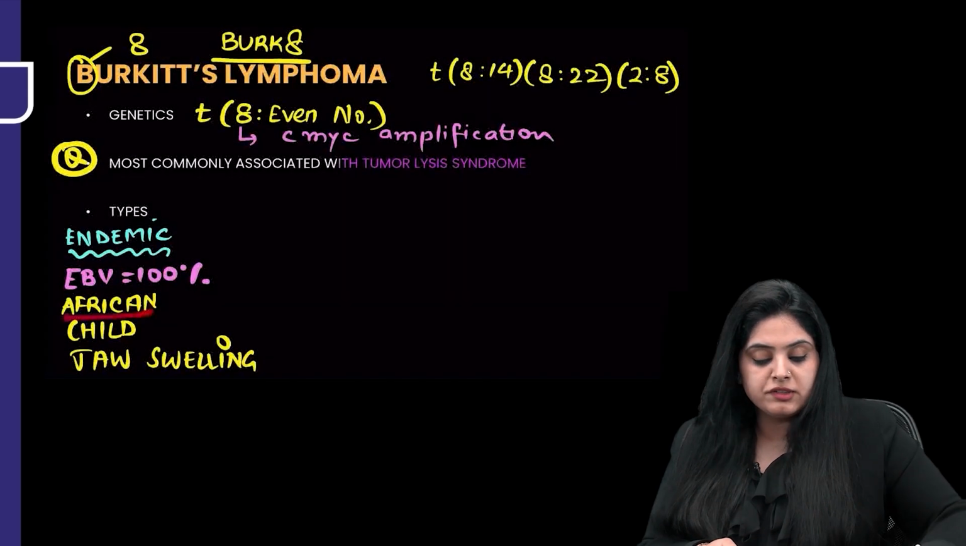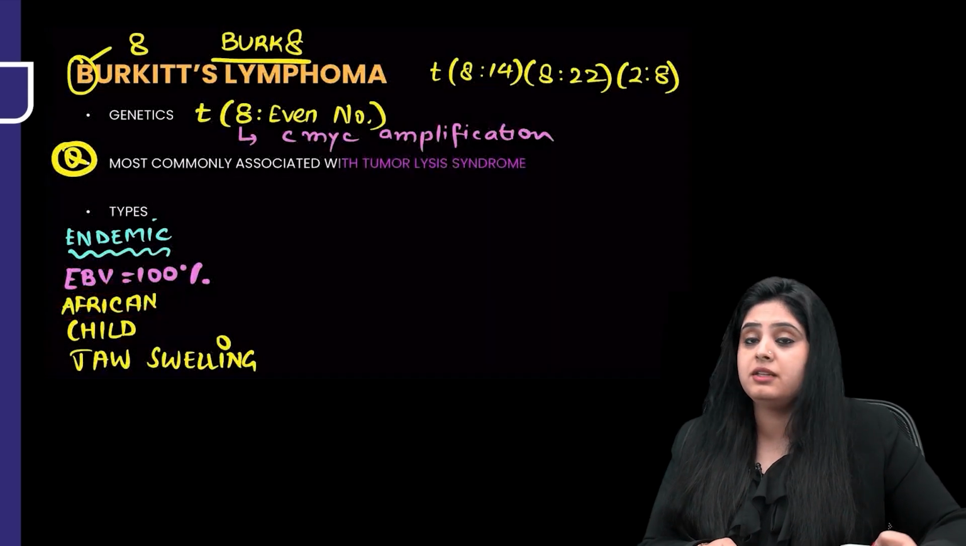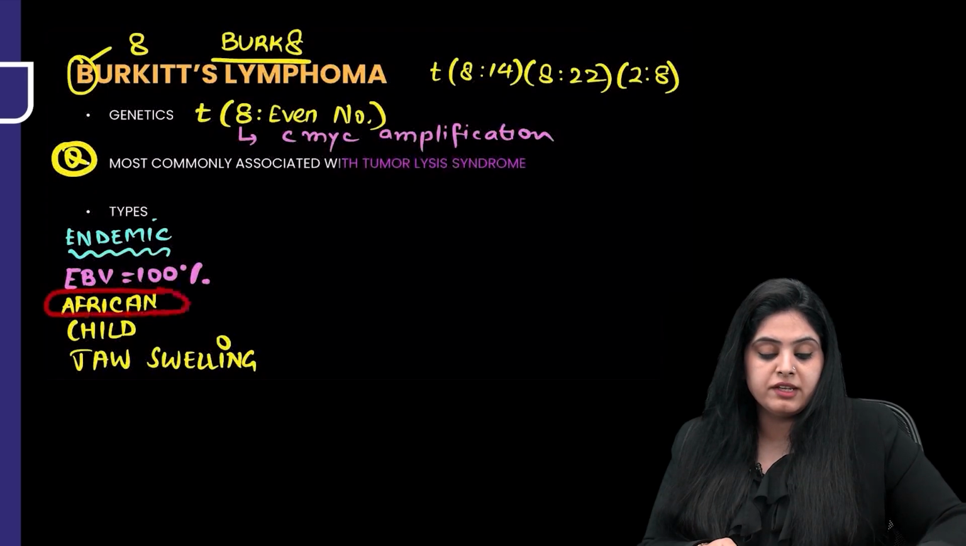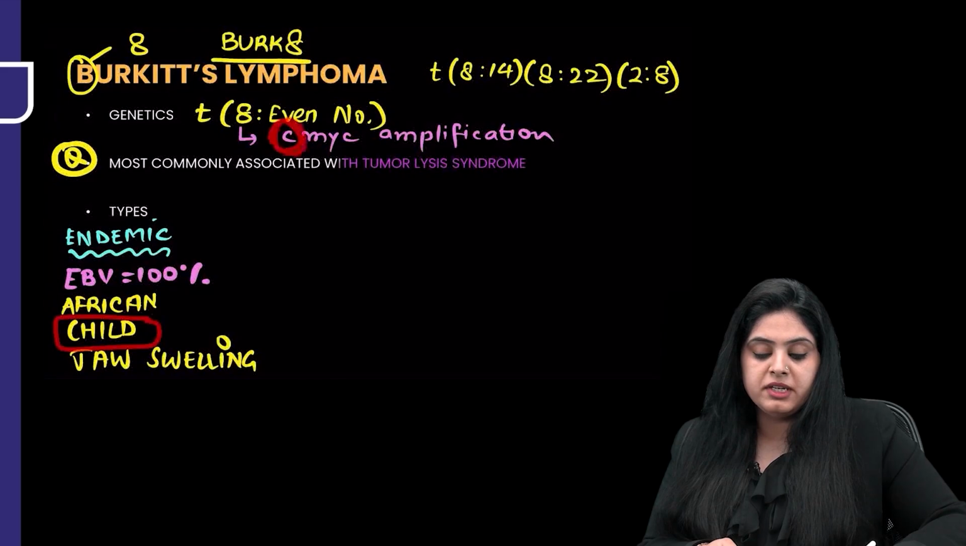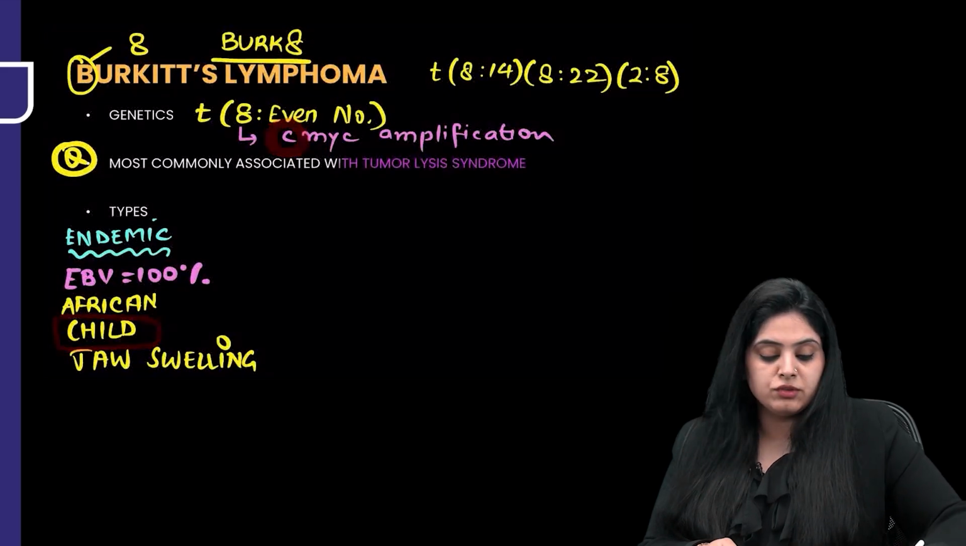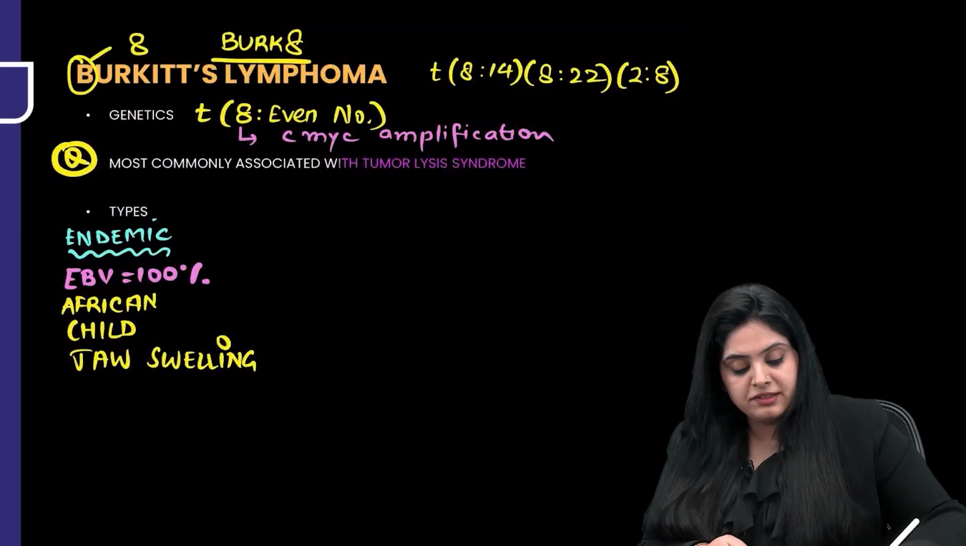African child with a jaw swelling. Africa, because EBV is endemic in Africa. So all the cases will have EBV positivity. Child, I've always learned C-MYC. C-MYC is occurring over here because C for child. So this is a childhood lymphoma, and there is a jaw swelling. So that is the endemic form.